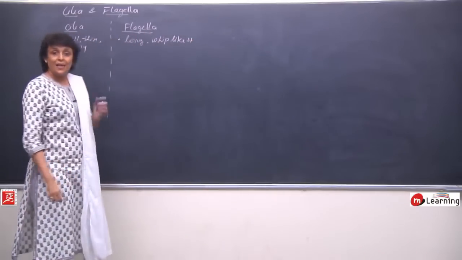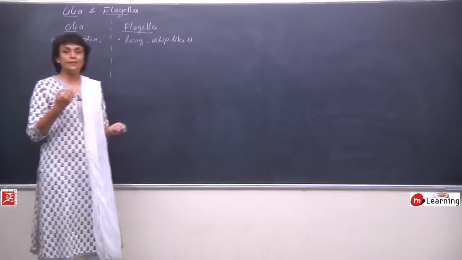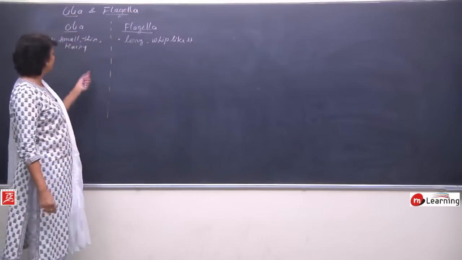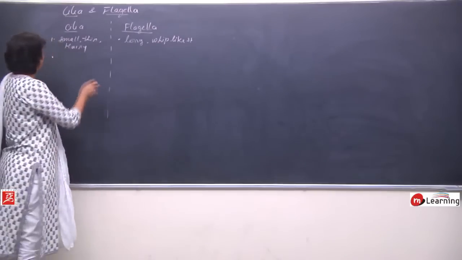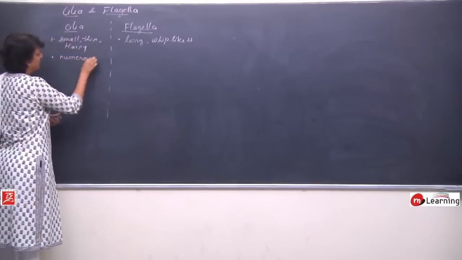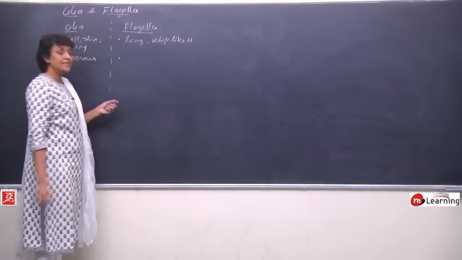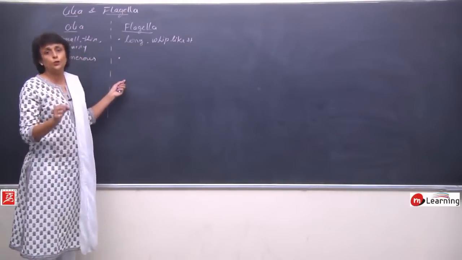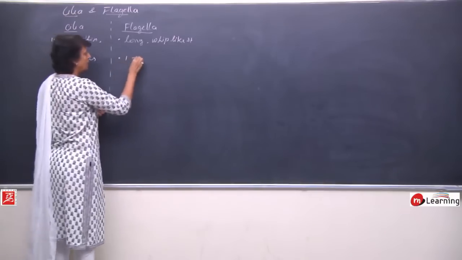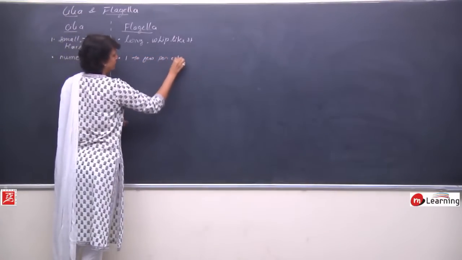A cell invariably has more number of cilia. We will talk about the types where there is only one cilium present, but normally their number is more. So they are numerous. And flagella are normally 1 to few per cell.